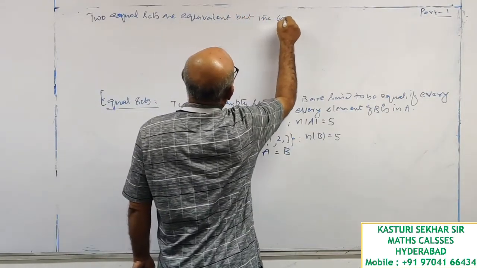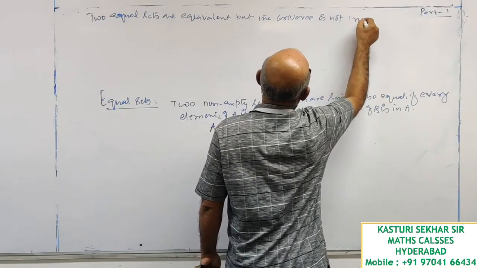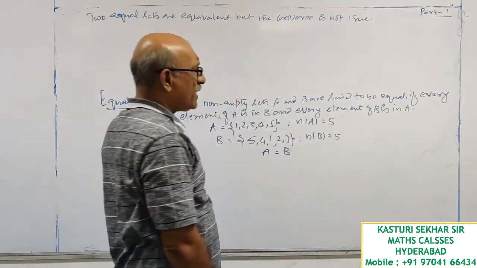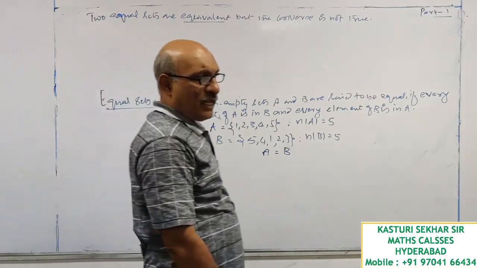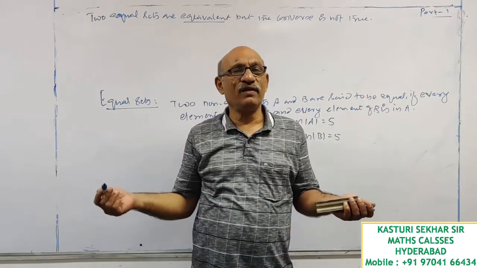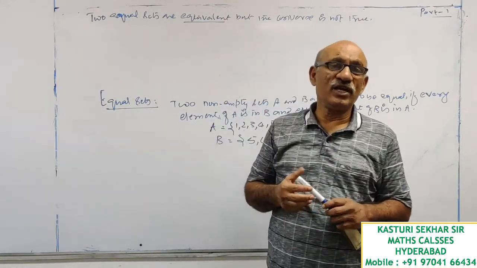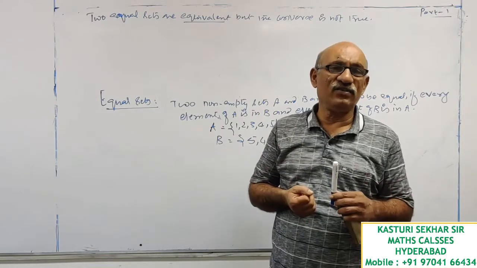But the converse is not true. What does it mean actually, sir? Let's go back to the definition of equivalent sets. Equivalent sets means two sets having an equal number of elements. When two sets are having equal number of elements, then they are said to be equivalent sets.